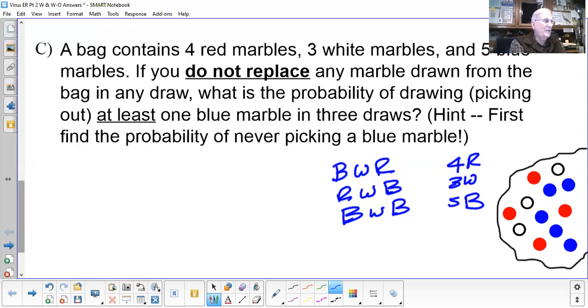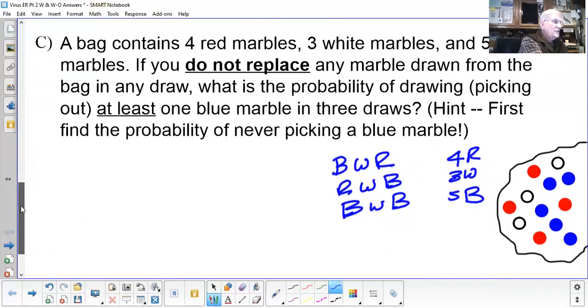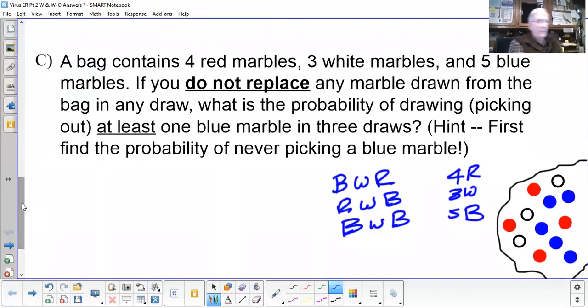So how many marbles are there in the bag? Well, it appears that according to what it says up here, 5 and 3 are 8, and 4 are 12 marbles in the bag, right? So if we have 12 marbles in the bag, in the first draw, what's the probability of never picking out a blue marble in that first draw? Well, if there are 12 marbles, and if we're looking at the blue ones, there are 5 blue ones, so therefore there are 7 that aren't blue. So there are 7 ways out of 12 not to pick a blue marble in the first draw.